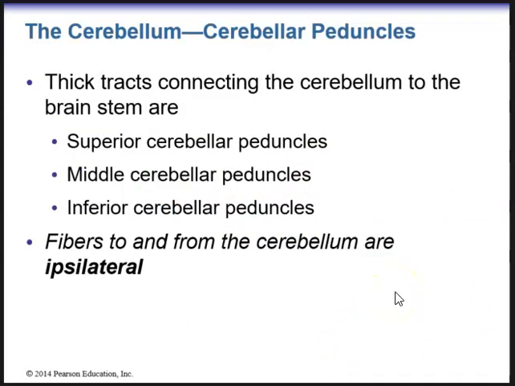Now, the cerebellar peduncles contain thick tracts connecting the cerebellum to the brainstem. So we have the superior cerebellar peduncles, the middle cerebellar peduncles, and inferior cerebellar peduncles. Fibers to and from the cerebellum are ipsilateral, meaning they're on the same side. It's not until fibers reach the decussation of the pyramids that the fibers become contralateral. So at this point, fibers to and from the cerebellum are still ipsilateral, on the same side.